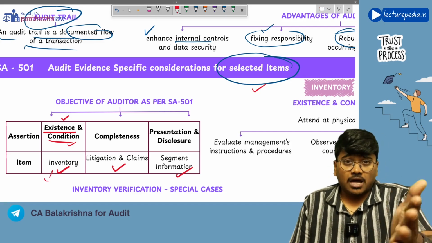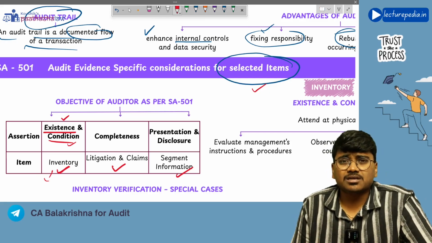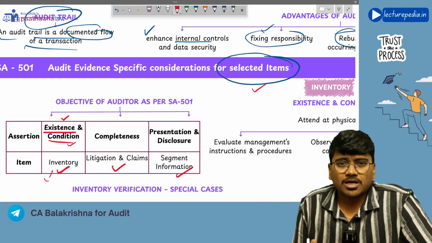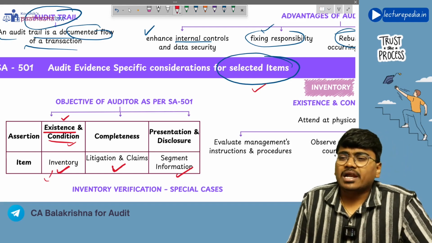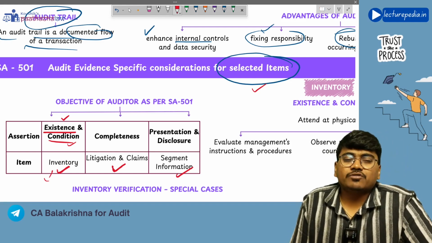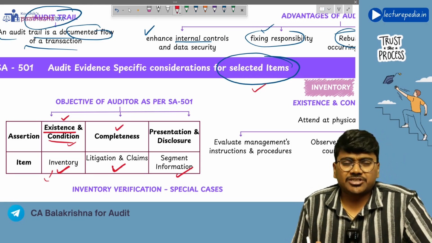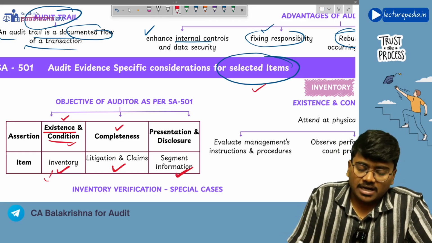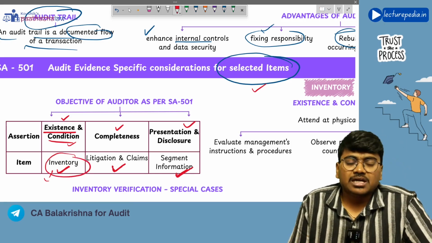Understanding? See, I hope you know what is meant by assertion. In SA-315 we have discussed assertions as the representations made by the management to the auditor, which are embodied in the financial statements. Through financial statements, management will make the assertions to the auditor, right? This we have discussed in SA-315. Next, with respect to litigation and claims, the assertion we will be addressing is the completeness assertion. Next, with respect to segment information, the assertion that we will be addressing is the presentation and disclosure assertion. Got it? So first of all, let us start with inventory.